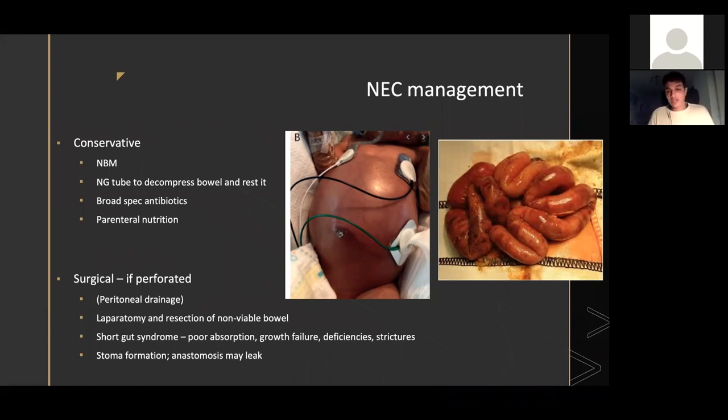They can end up with a stoma if the bowel is really unviable and you can't make an anastomosis. And if they do make an anastomosis, that can then leak and lead to more problems. So that's NEC, okay? NEC is bad.